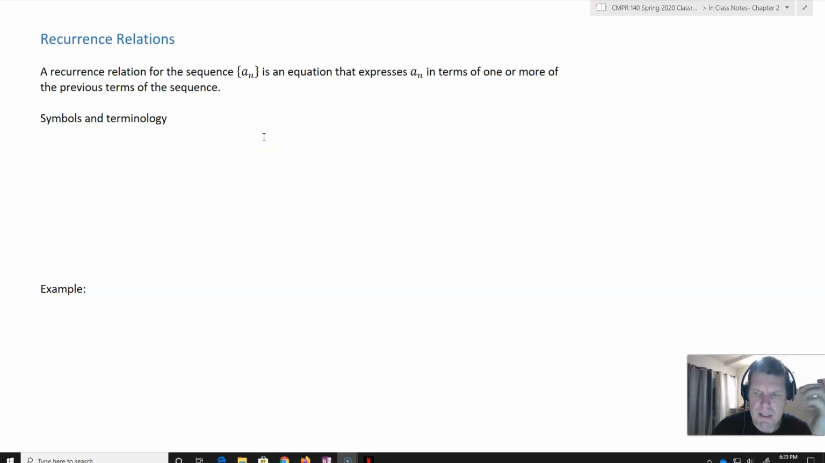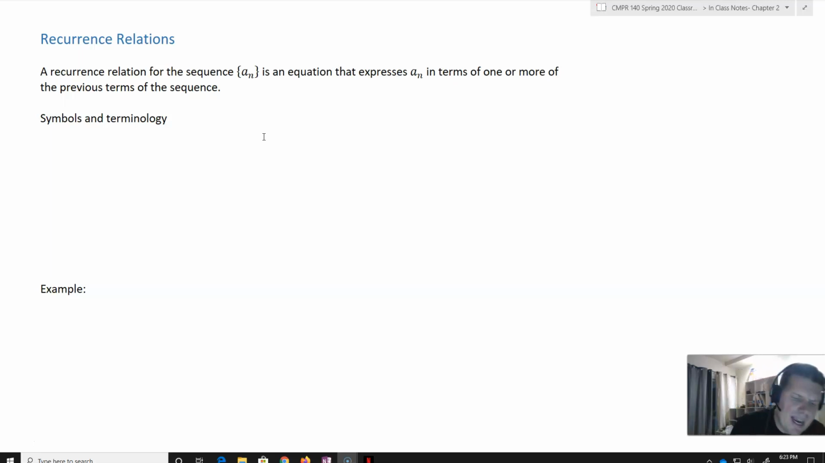So our next topic when dealing with sequences are these things called recurrence relations. Recurrence relations are ways of iterating or talking about sequences that reference the previous term or a set of previous terms inside of that sequence. For example, a recurrence relation for a sequence a_n is an equation that expresses a_n in terms of one or more of the previous terms of the sequence.